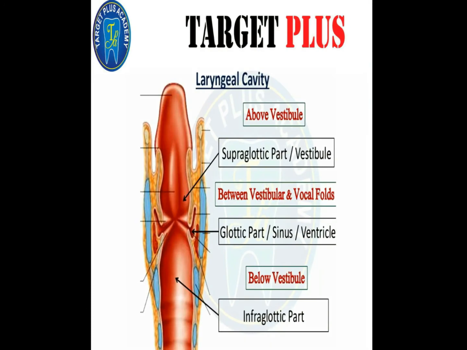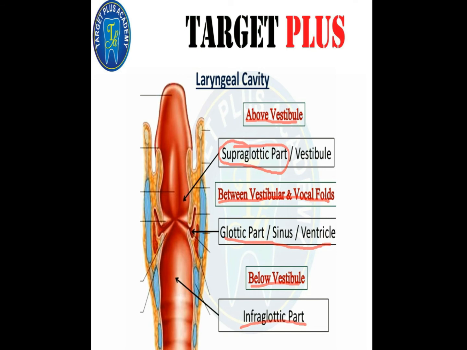So now the laryngeal cavity above the vestibule is the supraglottic part. Between the vestibule and the vocal fold is known as the glottic part, or sinus or ventricle, and below the vestibule is the infraglottic part.